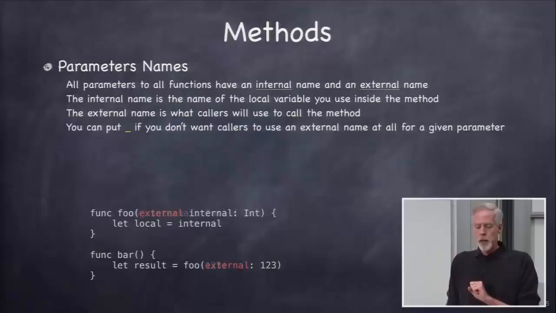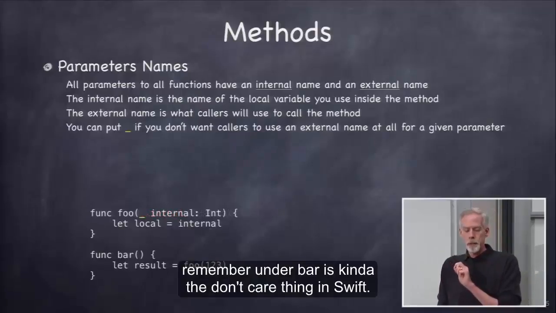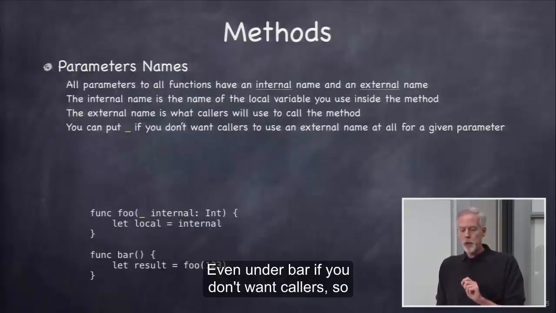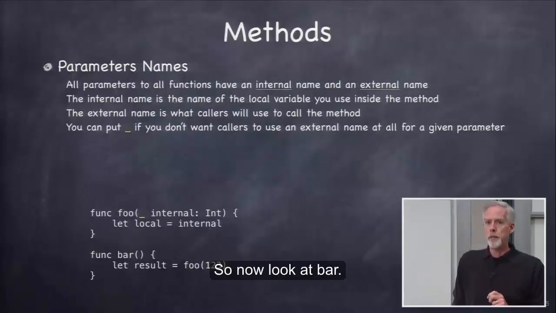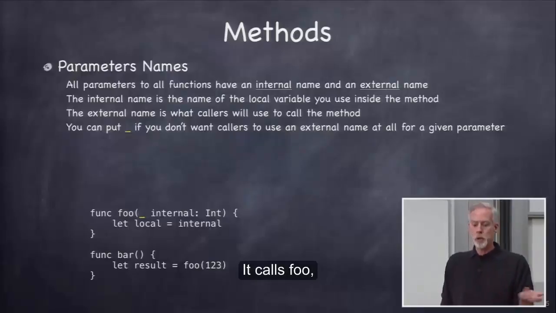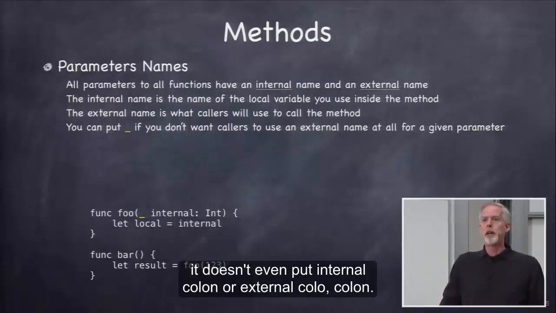They can be different. You can put an underbar. Remember, underbar is kind of the don't care thing in Swift. You can put an underbar if you don't want callers to use an external name. So now look at bar. It calls foo. It doesn't even put internal colon or external colon.